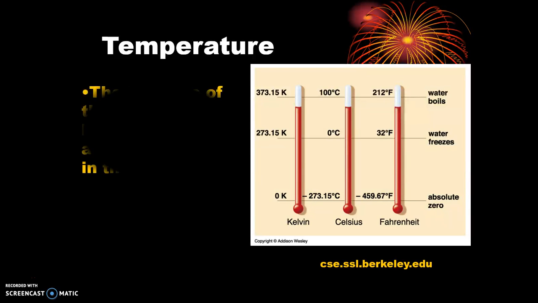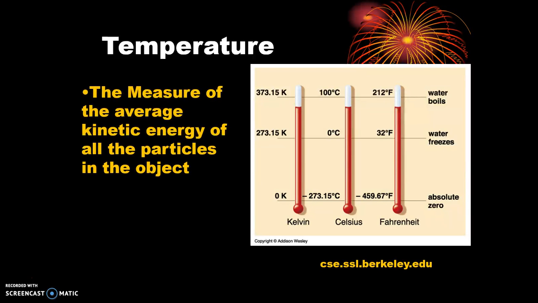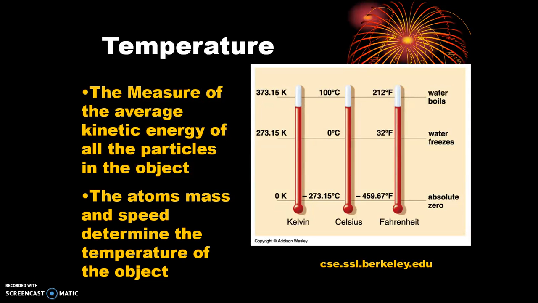So temperature, it's the measure of the average kinetic energy of the particles. So we take a look for the average particle in that substance, in that sample, whatever it is that we're measuring, whatever its average kinetic energy is, so how fast it's moving, how much kinetic energy it has. That's just how we measure temperature. And we've got a bunch of different units for it. But here, the atom's mass and the speed is a determining factor for the temperature. So we have to factor in how big the object is, how fast the particles are moving. That's all part of temperature.